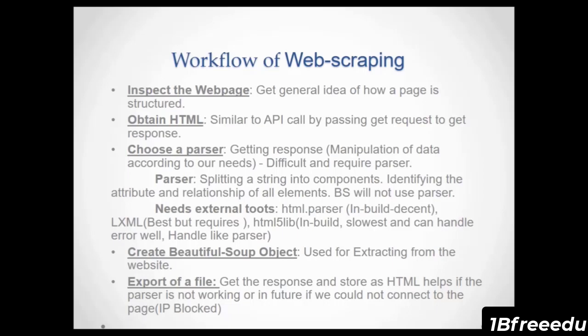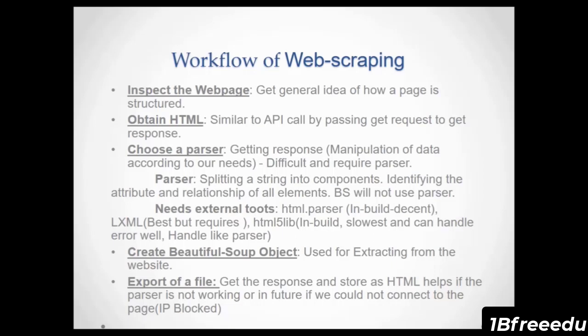Then LXML. LXML needs an external import of a particular package. LXML is the best parser available for Beautiful Soup. In the practical video I'll explain how to call this particular parser. Then the second best parser is HTML5lib. This is also an inbuilt parser. We will not use this parser too often because it is the slowest among all 3, but it handles errors well, handles things like a proper parser, and works hand in hand with Beautiful Soup properly.